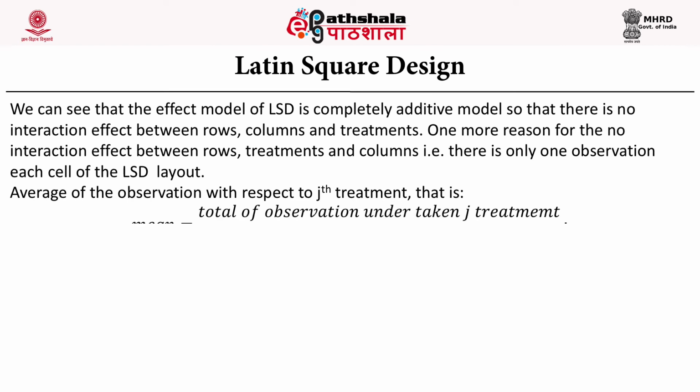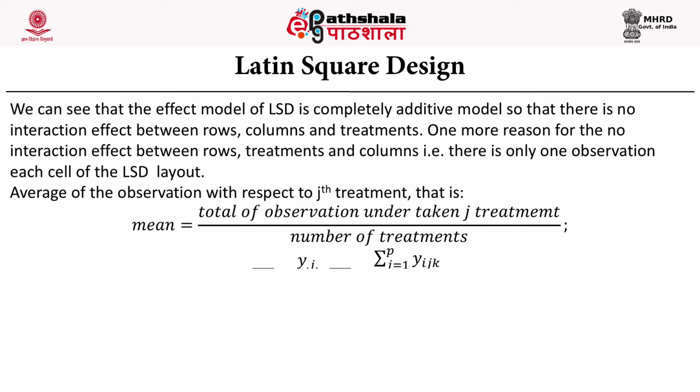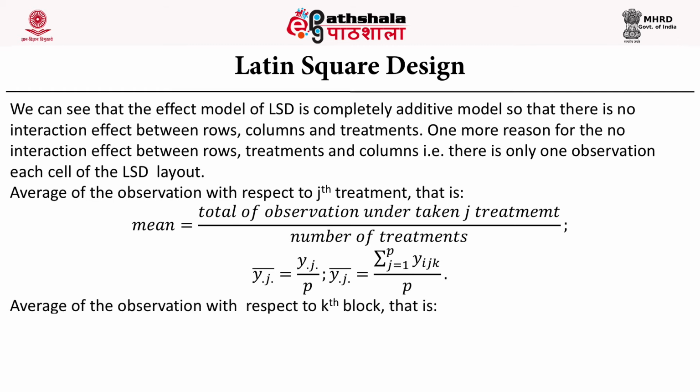The average of the observations with respect to the jth treatment is equal to the total of observations taken under the jth treatment divided by the number of treatments. So y dot j dot bar is equal to y dot j dot divided by p, which is the summation over i and k of y_ijk divided by p. The average of the observations with respect to the kth block, that is y double dot k bar, is equal to y dot dot k upon p, which is the summation over i of y_ijk divided by p.